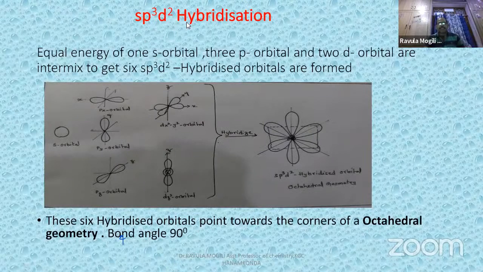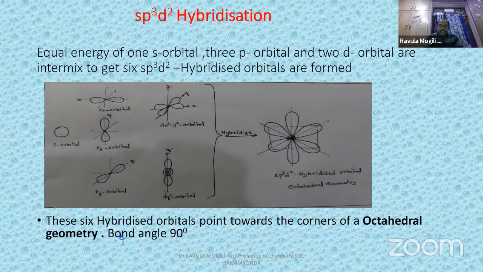Next one, sp3d2 hybridization. Equal energy of one s orbital, three p orbitals, and two d orbitals. So this is the s orbital, here px, py, pz. Next one, dx square minus y square, and dz square. It's very, very important. Which orbitals are involved in sp3d2 hybridization?